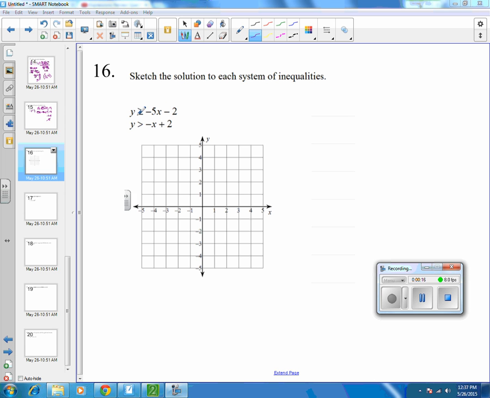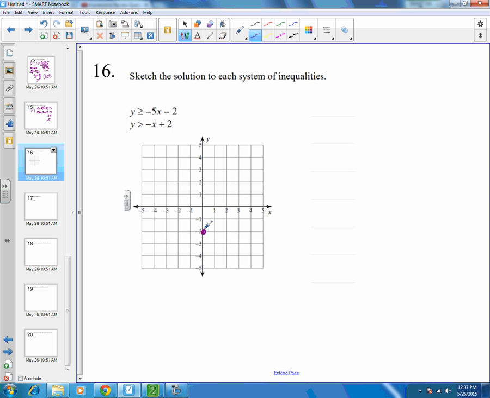I need to look at my inequality sign. I see that it's equal to, so that means my line will be solid. I'm going to start at -2, and then from there I'm going to go down 5, and then to the right 1, but I can't go down 5 because I'm going to be off my graph, so that means I'm going to go up 5 and to the left 1. And like I said, this line is solid, so graph your solid line.